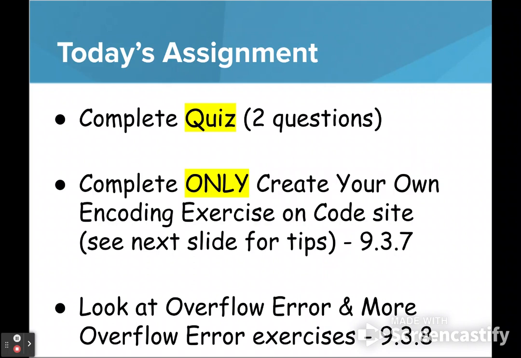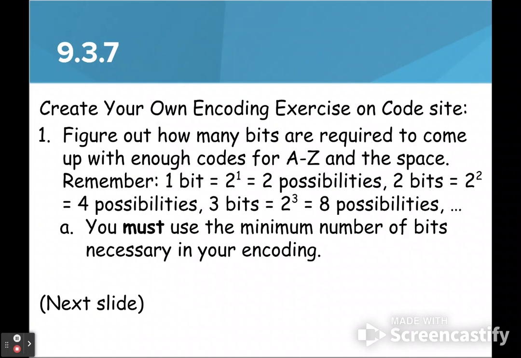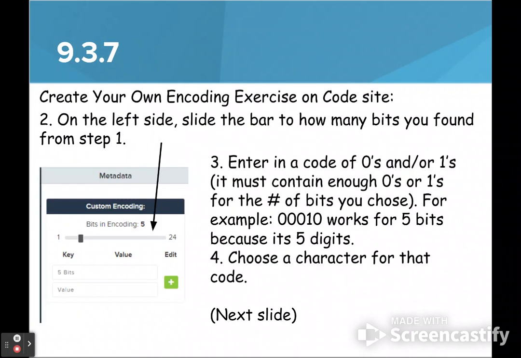So for today, you have a quiz, which is 2 questions talking about bits. Then you're going to create your own encoding. So similar to how that ASCII table works, where you're using different series of zeros and ones to represent the different characters, you're going to create your own encoding. This is on Code HS. It's 9.3.7. The other example that's there is just something that you can look at and play around with. The next few slides, I have helpful hints for you for how to do the encoding exercise, because it could be a little confusing. So if you look through it, that should help you.